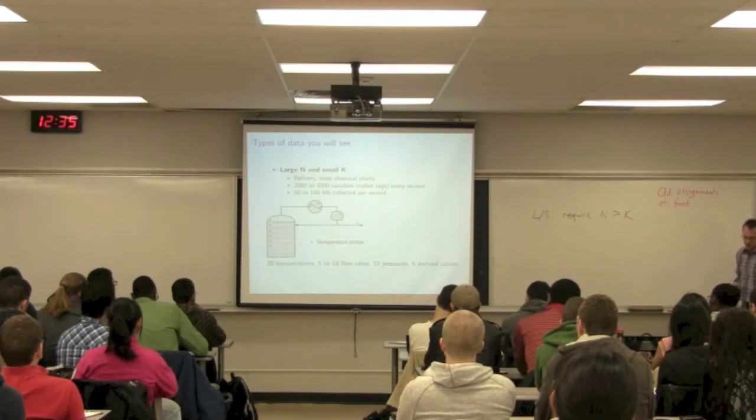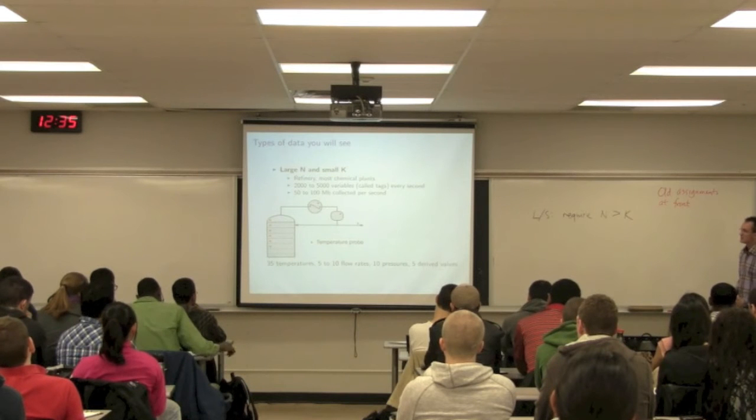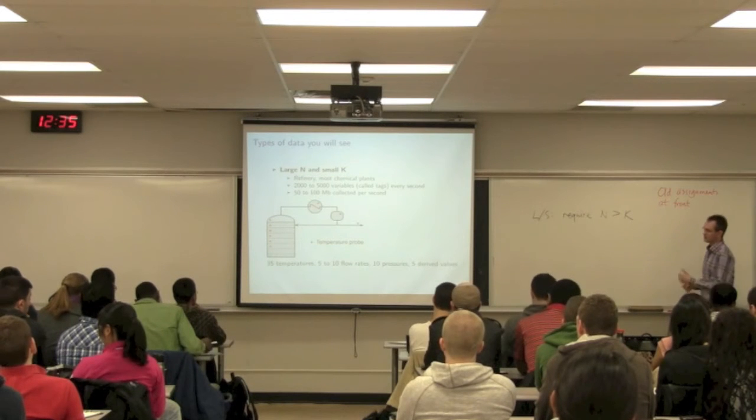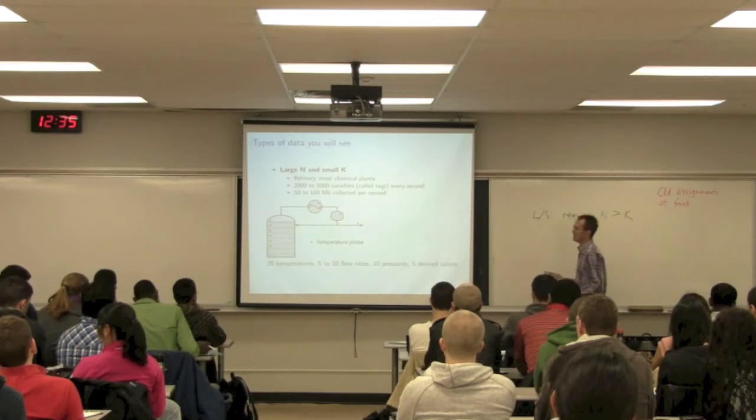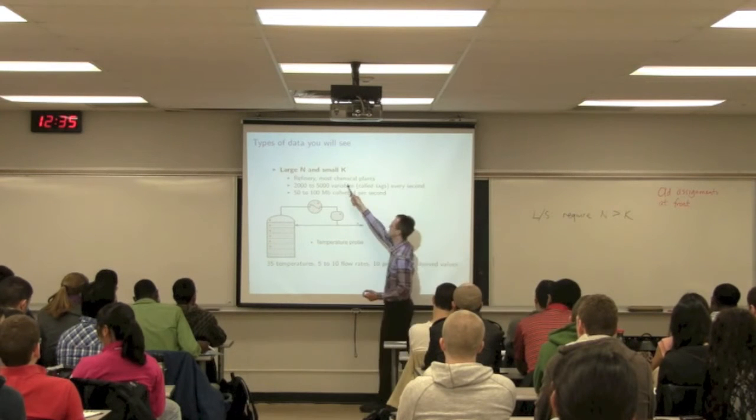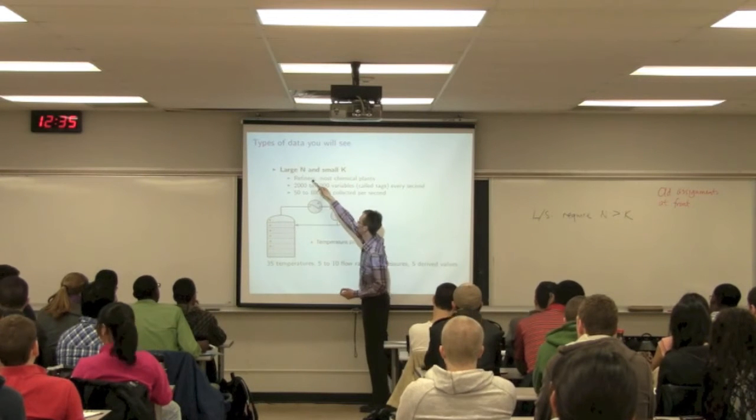Okay, so then that leads to the next case where we've got lots of data, number of rows is large, and a moderate number of columns. So when I say small k in this case, it's relative to n.